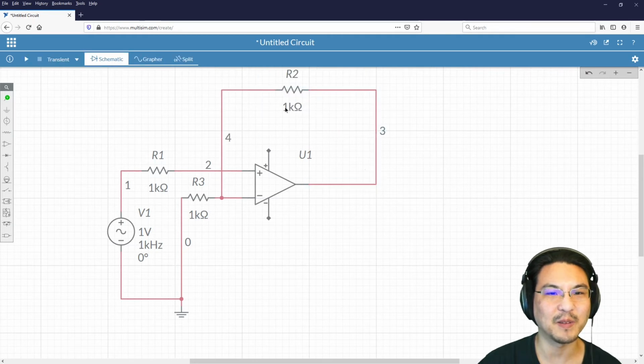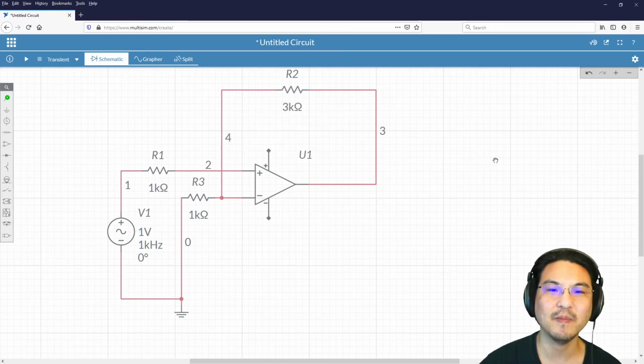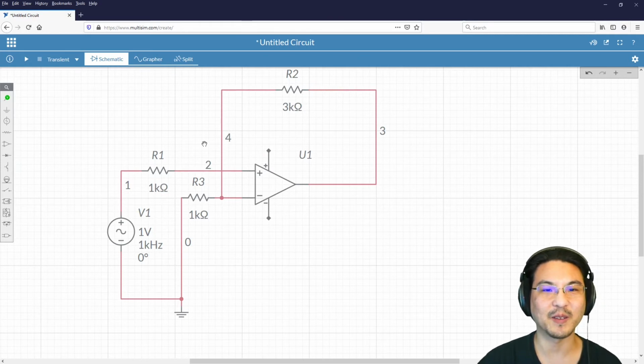So for example, let's say I make this 3. So 3/1, the ratio is 3. The gain is going to be 1 plus this over this, so I'm expecting a gain of 4. 1 plus 3/1. Okay, and then let's add the power supply.